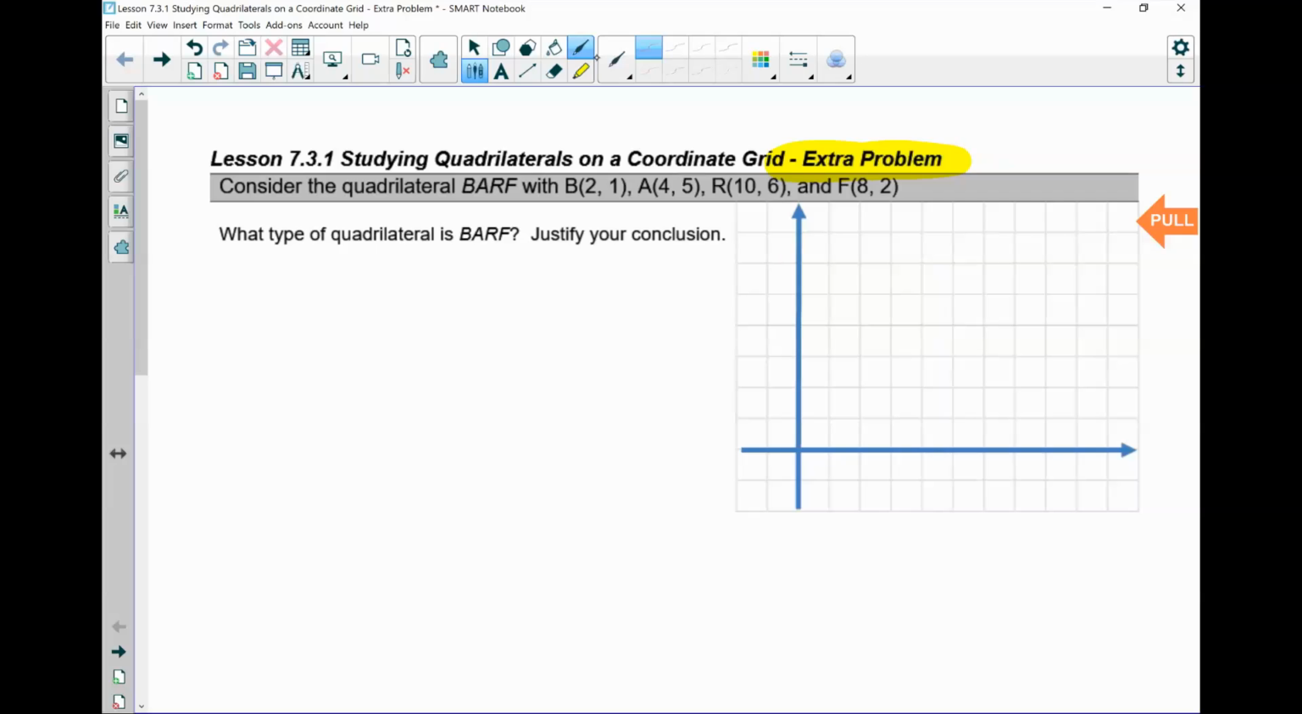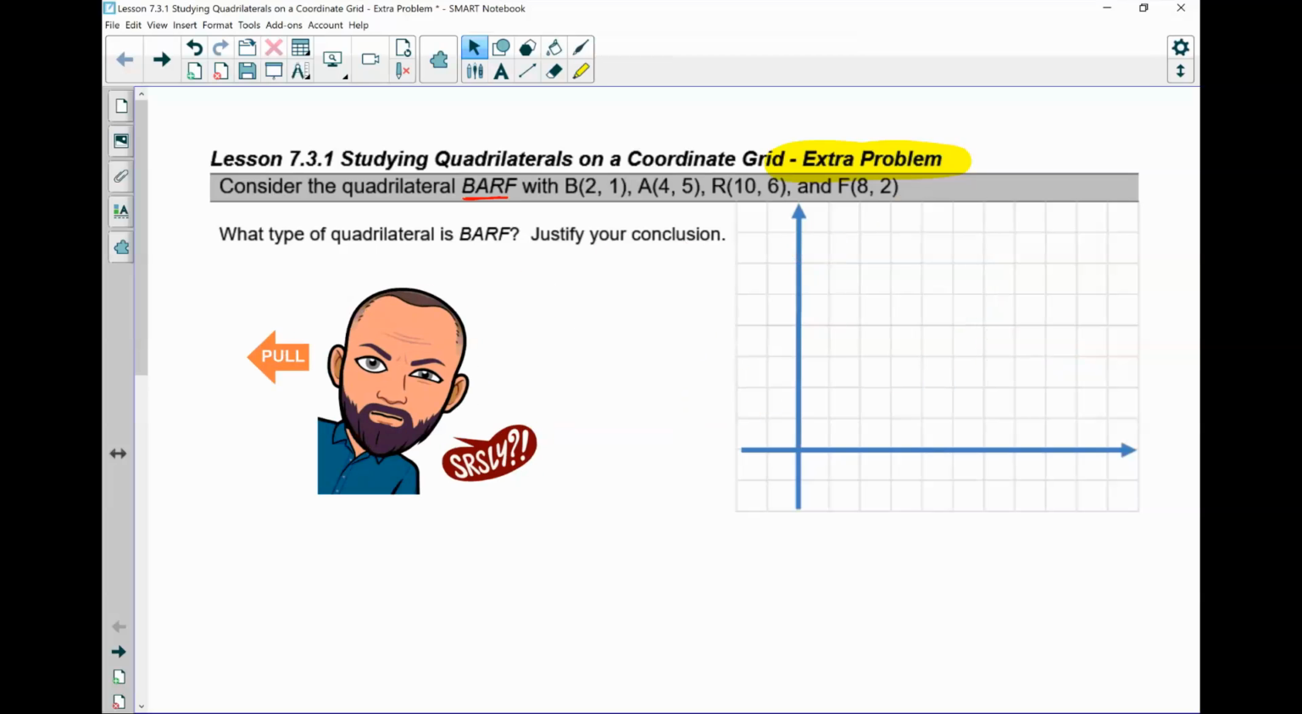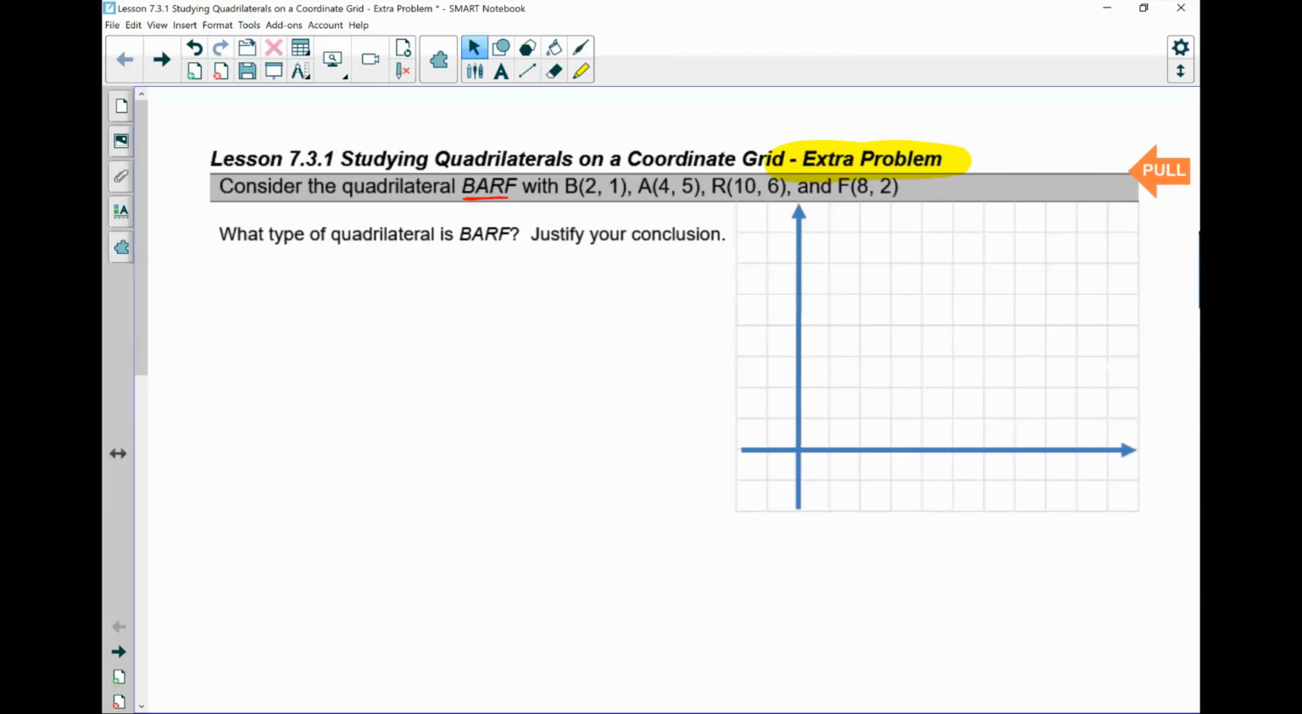Consider the quadrilateral, oh boy, look at that, it's BARF, seriously. Who comes up with these names? But it has the coordinates 2, 1 for point B. Let's show that. 2, 1 is point B. And then point A is 4, 5. 1, 2, 3, 4. 1, 2, 3, 4, 5. So that's point A. Point R is 10, 6. And then last but not least, we have F, which is at 8, 2.